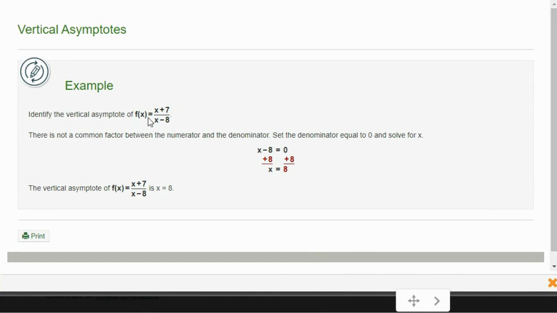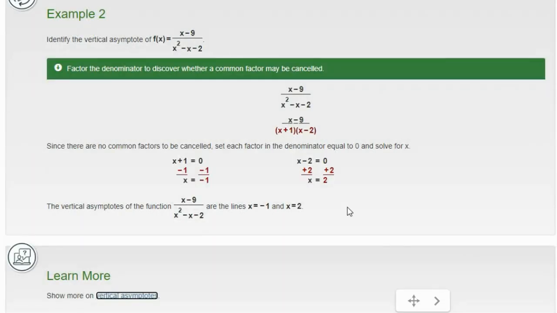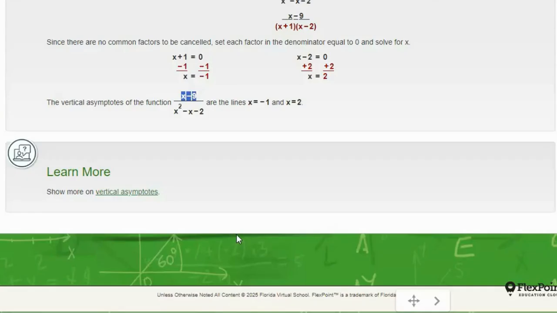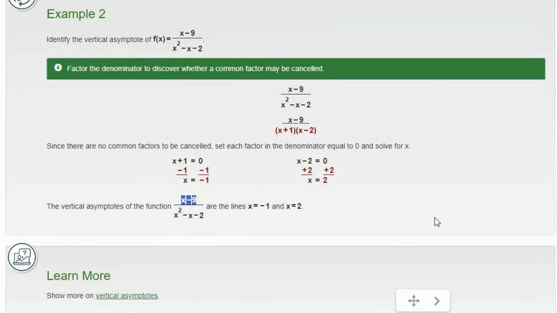Identify the vertical asymptote of x plus 7 divided by x minus 8. Well, it's not going to cancel out with anything. So wherever x minus 8, what x would make that 0? Well, obviously it's 8, because 8 minus 8 is 0. So the vertical asymptote is at x equals 8. So don't make that hard. You just identify what x's make that 0. And if it doesn't cancel out with the numerator, it's an asymptote. If it does, it's a hole. Either way, it's not part of the domain.